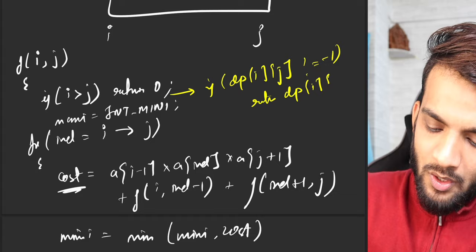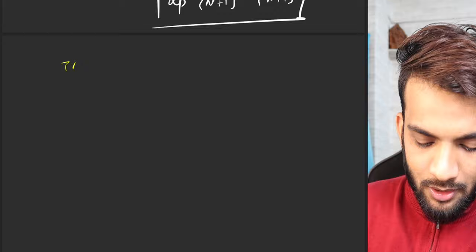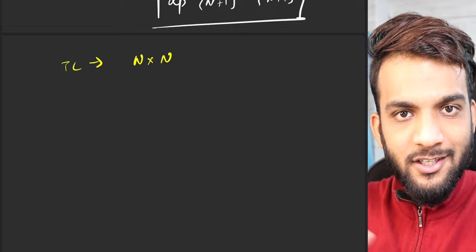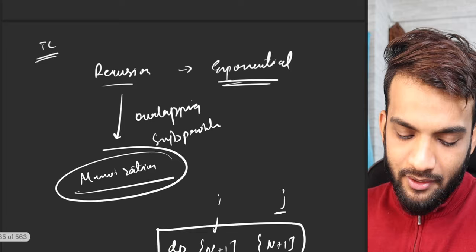This small change will make your time complexity to be, now what are the number of states? I and j are n and n, so n square, and there is an internal loop that you're running. If you carefully see the recursion, there's an internal loop for every state that you're running.